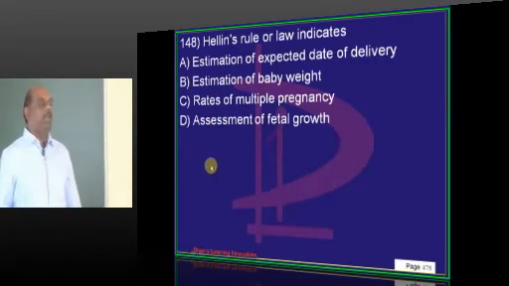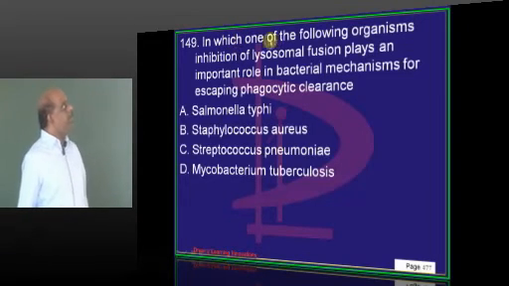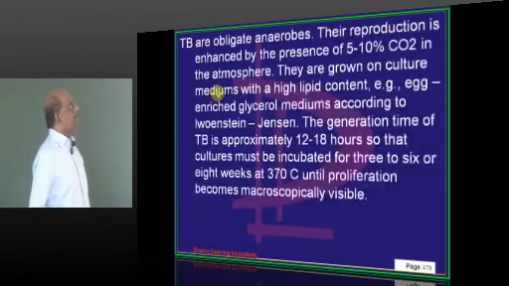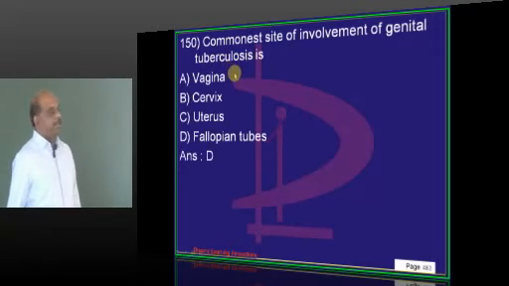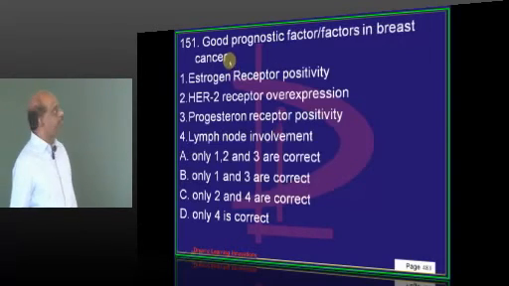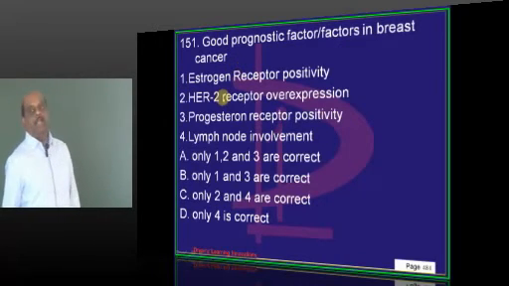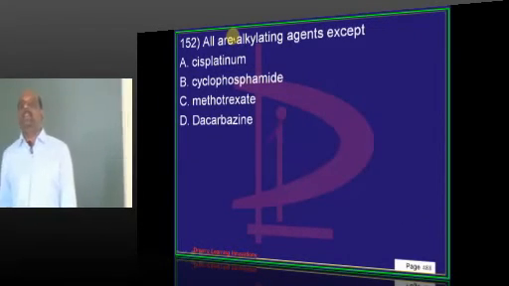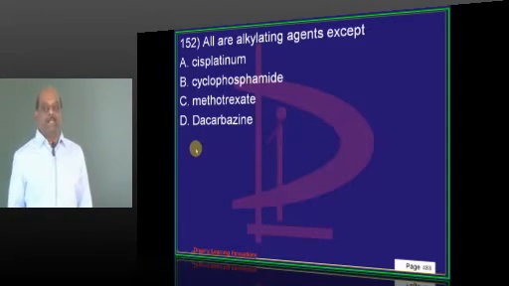Hellin's rule is? Multiple pregnancy. Quadruplets, twins, triplets, what is the frequency? What is important, whose mechanism is to inhibit the lysosomal fusion? Mycobacterium TB. Genital TB, fallopian tube. Breast cancer, what is a good feature? ER and PR positive. Only ER-PR status positivity is a good feature, good response to treatment. Then, which is not an alkylating agent? I think the most gentle reminder is that you need to read antineoplastic drugs.